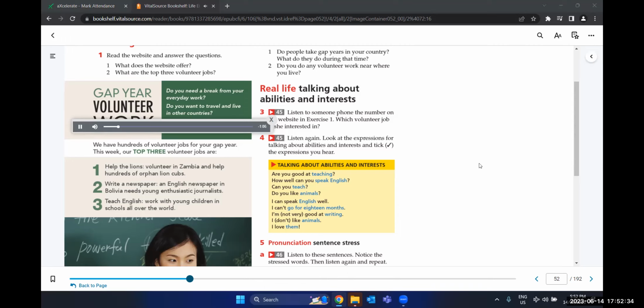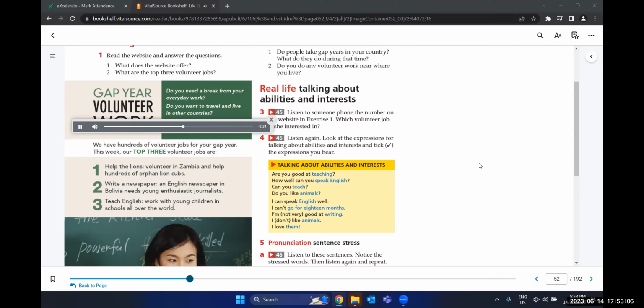Hello, gap year volunteer work. Can I help you? Yes, hello. I'd like some information about your gap year jobs. I'm a student and I want to travel next year. Do you have any interesting volunteer jobs? Sure. We have a job for English teachers. Are you good at teaching? I don't know. I can speak English well, but what other jobs are there?